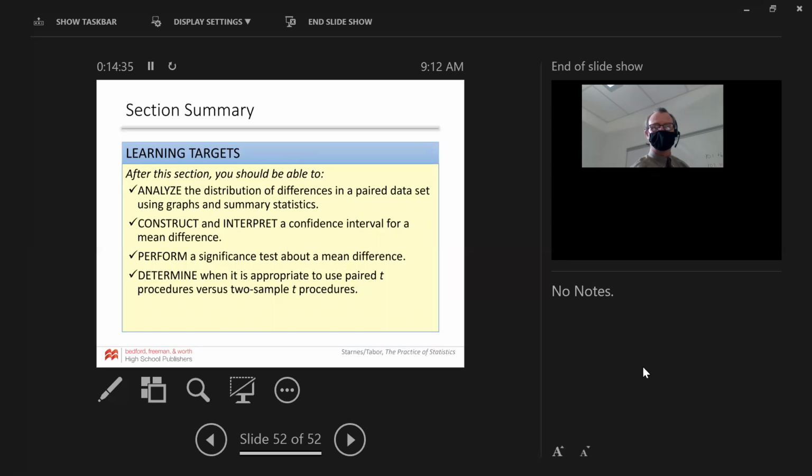So here's what we got, which is how we started. And that was the last part. Determine when it's appropriate to use a pair test versus a two sample procedure.